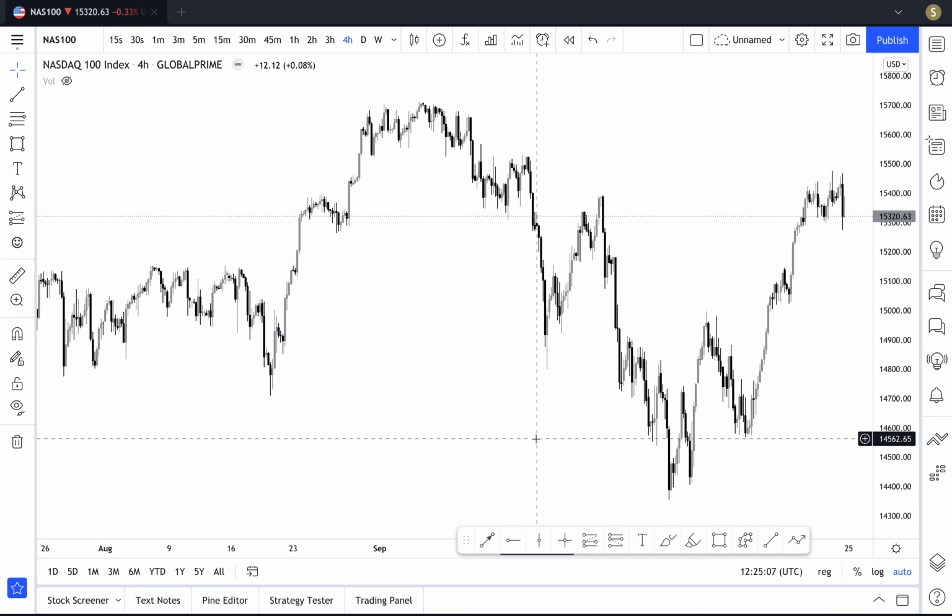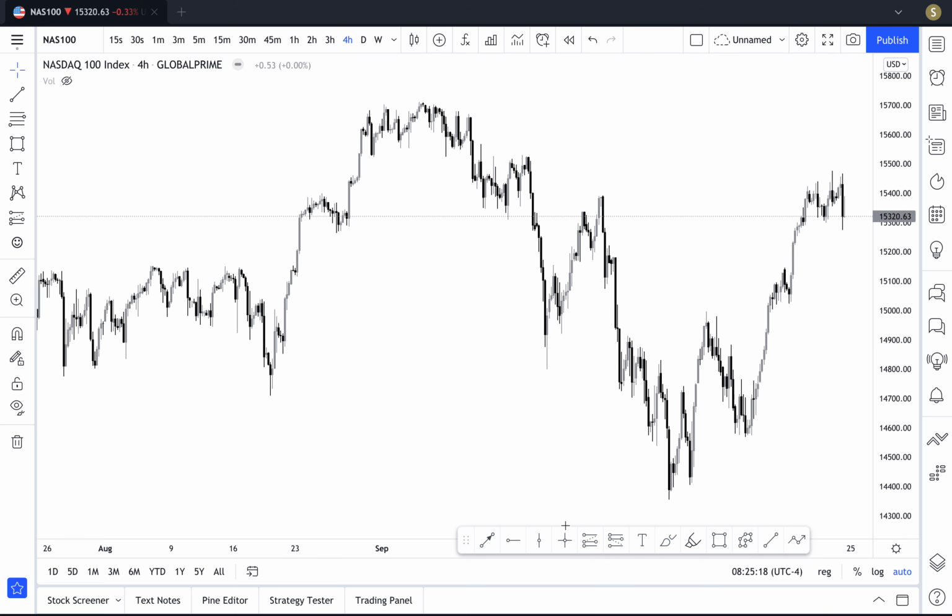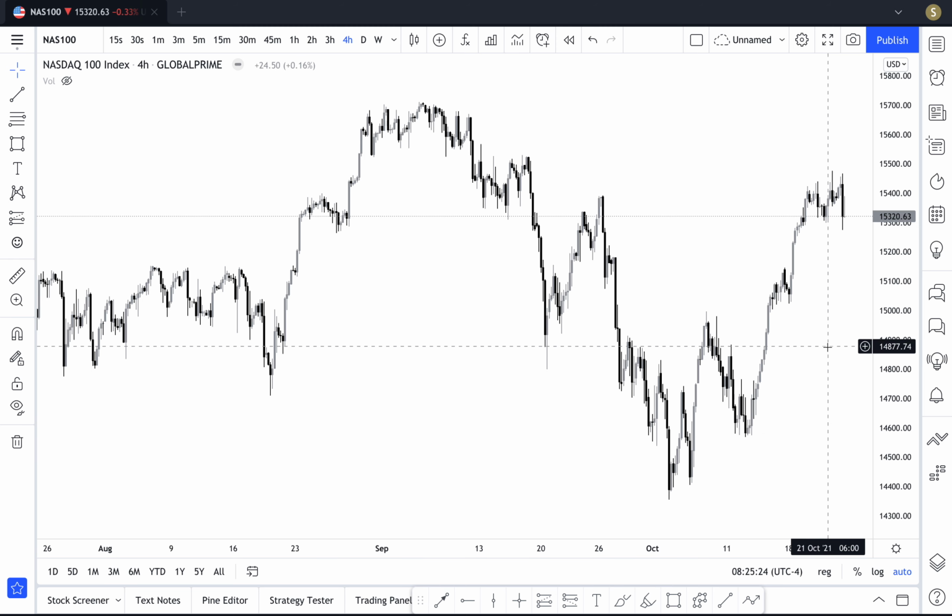I just want to give you guys a full breakdown of NASDAQ. What I was looking at first, let me change my time zone to New York. What I was looking at on Thursday and Friday, that was on the 21st and 22nd.